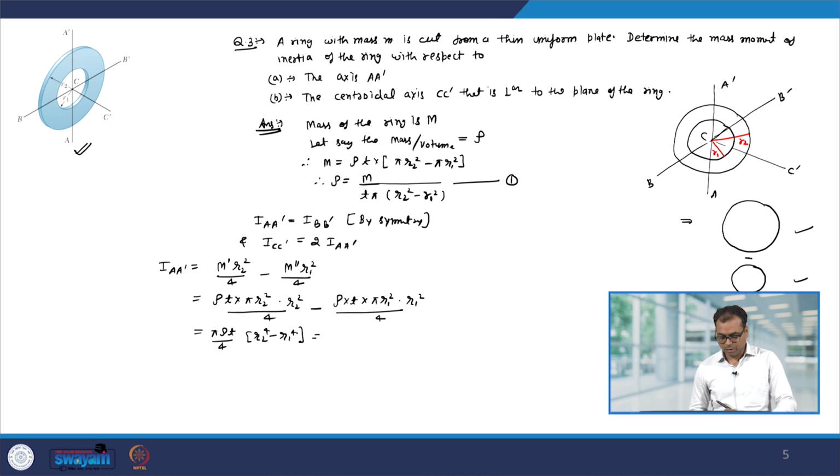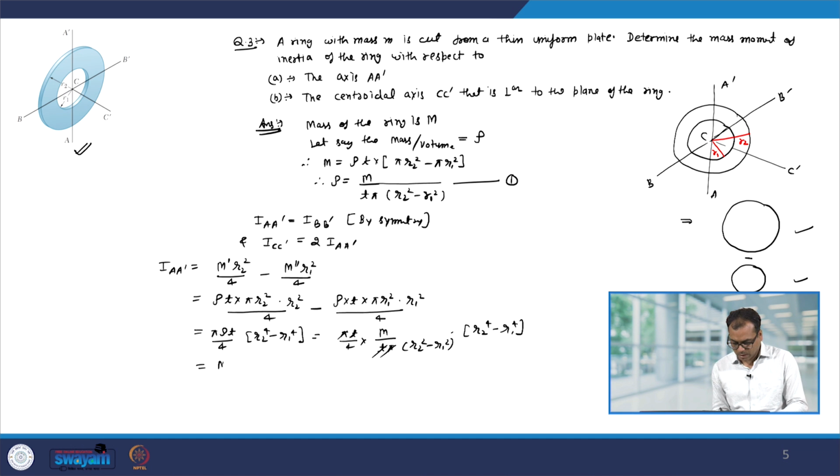Now, we can put the value of the rho here from equation number 1. So, that is equal to pi T divided by 4 into rho. Rho is m over T pi (r2 square minus r1 square), into (r2 to the power 4 minus r1 to the power 4), and here pi and T will get cancelled, and this is equal to m divided by 4 into (r1 square plus r2 square). Hence, the moment of inertia about CC' will be equal to 2 times I_AA'. So, that will be m by 2 into (r1 square plus r2 square).